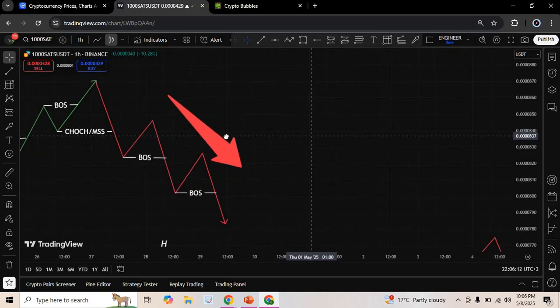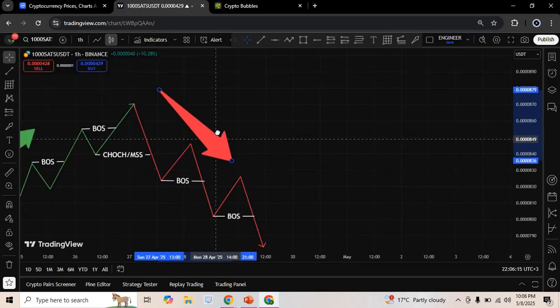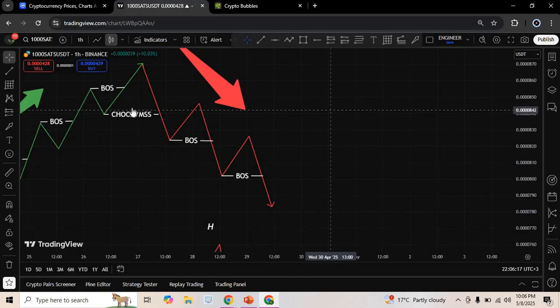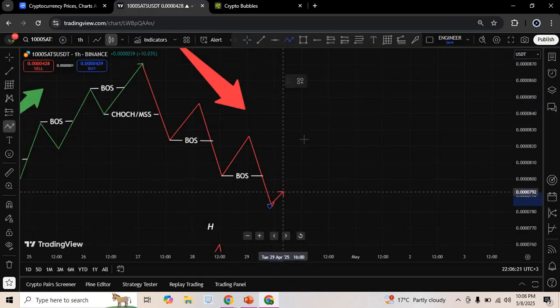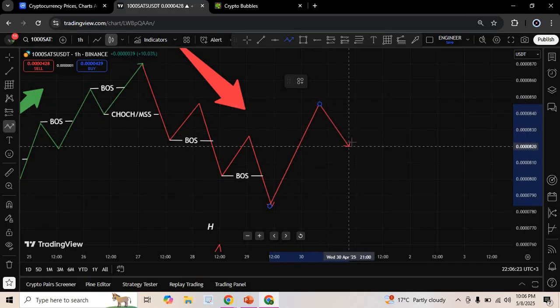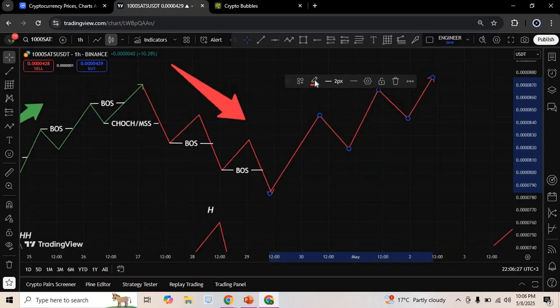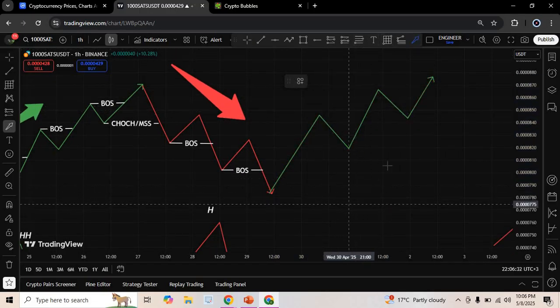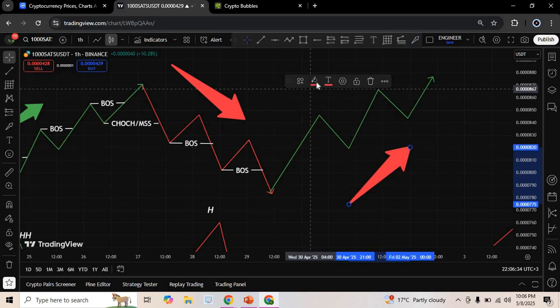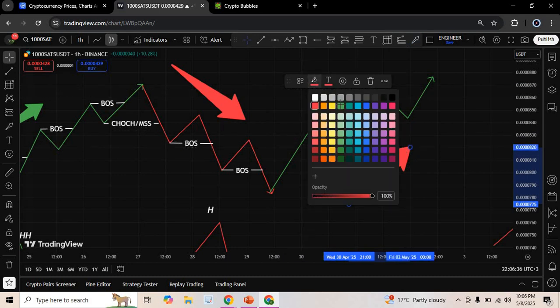The same thing applies for a downtrend to an uptrend. The market changes, buyers are now in control, and we get a series of higher highs and higher lows. It's an uptrend like that. I keep on repeating these things so that you can understand.